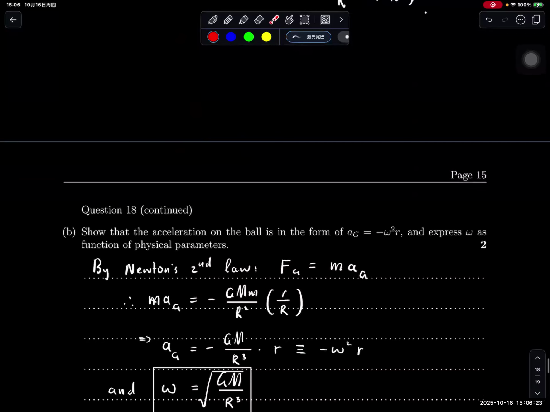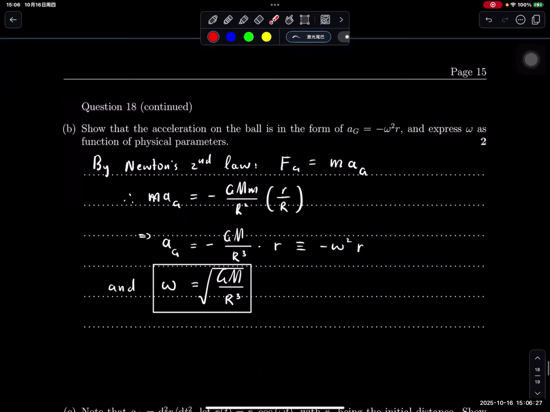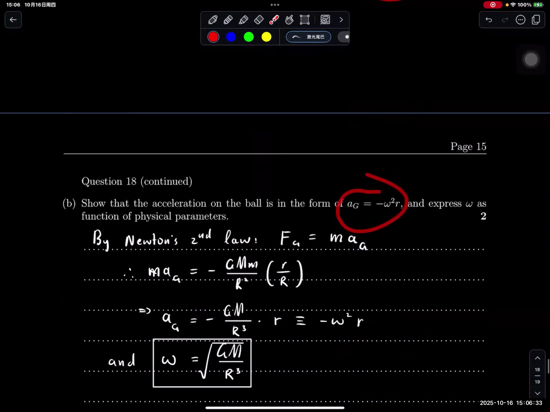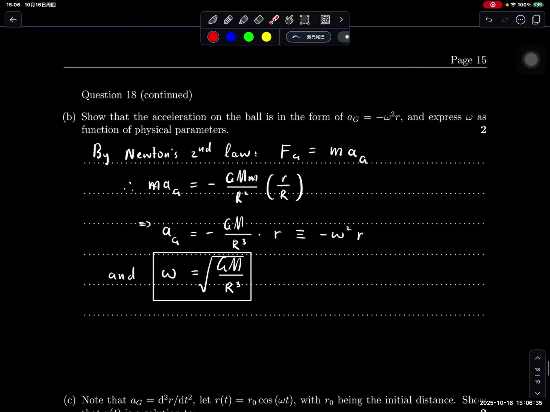And if you have learned the simple harmonic motion equation, your acceleration is proportional to your displacement. This exactly satisfies that equation, so it actually forms a simple harmonic motion. We can just multiply everything by a factor of m, and then we can derive the acceleration as well.